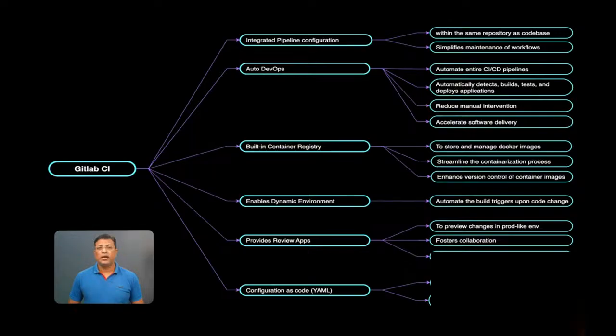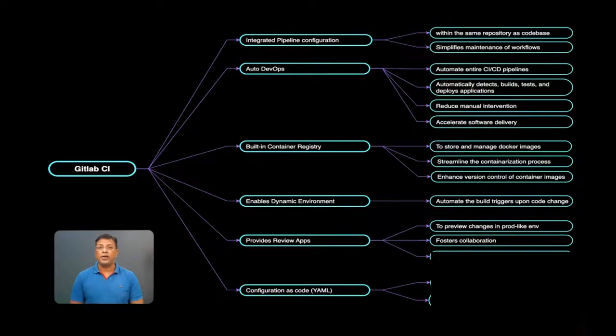GitLab CI/CD provides seamless and integrated pipeline configuration within the same repository as the codebase. This simplifies the setup and maintenance of CI/CD workflows, ensuring a unified and efficient development process. Auto DevOps is a powerful feature that automates the entire CI/CD pipeline with minimal configuration. It automatically detects, builds, tests, and deploys applications, reducing manual intervention and accelerating the delivery of software.